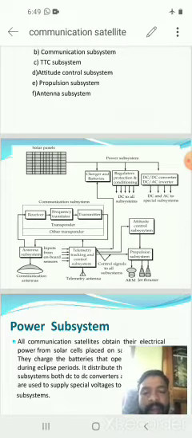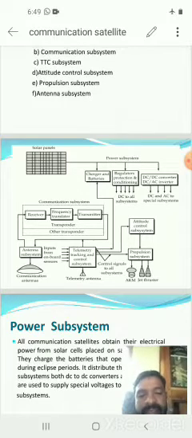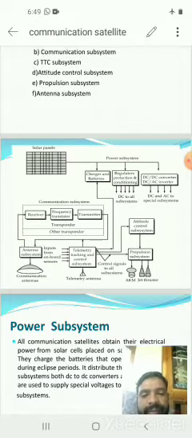Next, the antenna subsystem, which consists of two or more antennas, sets to receive the signals from the Earth station or ground station to the satellite and amplify them, and these signals are again transmitted by the transmitting antenna. So these antenna sets, two or more, are used in communication satellites. And the telemetry tracking and control system.